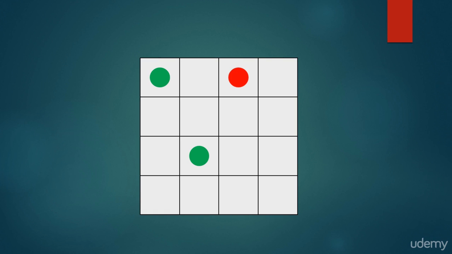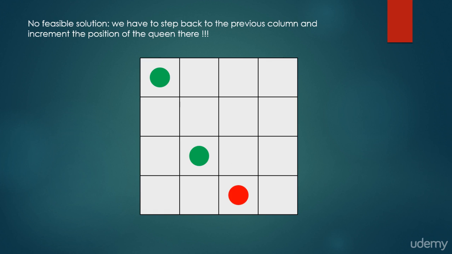We jump to the next queen and try to set the position of the third queen. This position is not good because the first queen can attack it, so we increment its position. This is not good also because queens can attack diagonally, and this isn't good either, and this is a wrong solution too. So there aren't any feasible solutions, so we have to step back, this is what we call backtracking, to the previous column and increment the position of the queen there.